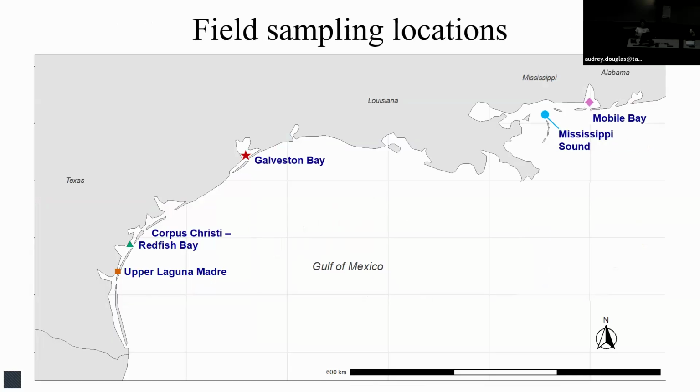And so we have several sampling locations that we are focusing on. So here in the coastal bend, we have Corpus Christi and Redfish Bay serving as one of our sites. We also have the Upper Laguna Madre here in this area as well. And then moving a little farther north, we have samples from Galveston Bay. And then to the east, we have Mississippi Sound, as well as Mobile Bay, Alabama. And so the samples that we're getting from these different locations, some of them are going to be samples from live animals, some are stranded animals, and then we also have historic data going as far back as 2012.